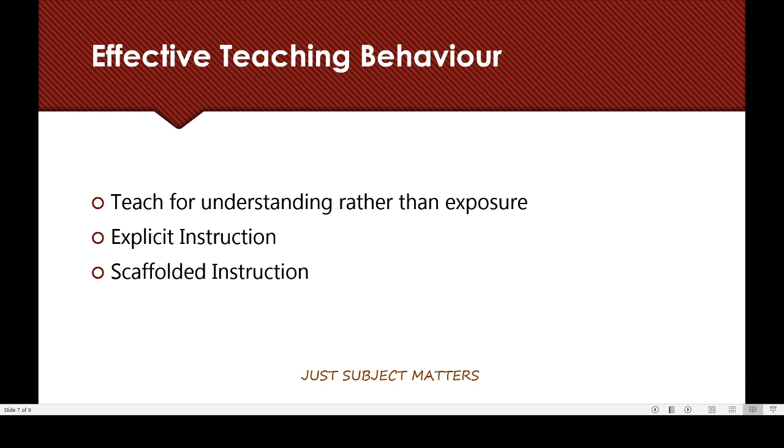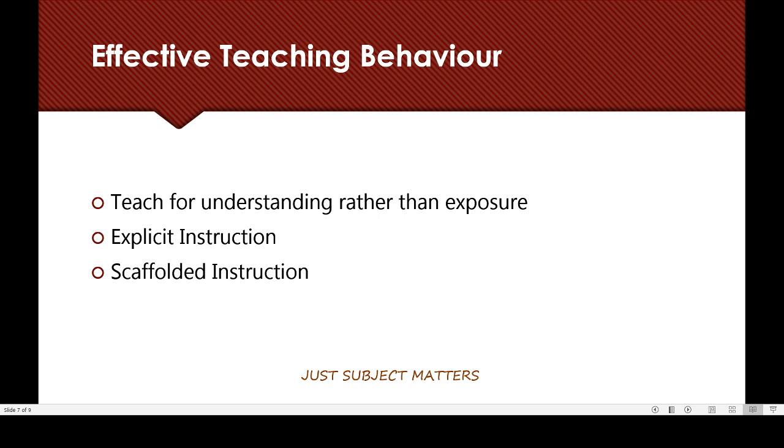For effective teaching behavior, the following aspects are very important. First comes teaching for understanding rather than exposure. Most often teachers teach for exposure rather than in-depth understanding of students. So the teacher should focus on a smaller number of big ideas that are important to critical thinking. Next comes explicit instruction. Teachers should share those big ideas with students and repeat them often, so that students know what they are going to learn and the rationale behind it. There should be some connectivity between the new material and the already learned material.